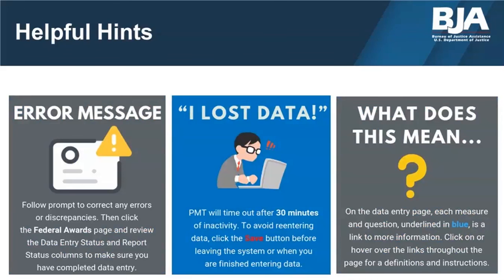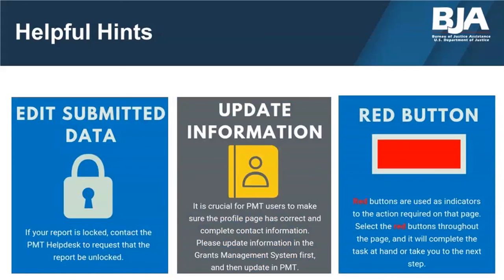What does the question mark mean? On the data entry page, each measure in question, underlined in blue, is a link to more information. Click on or hover over the links throughout the page for definitions and instructions. Edit submitted data. If your report is locked, contact the PMT Help Desk to request that the report be unlocked. Updating information. It is crucial for PMT users to make sure the profile page has correct and complete contact information. Please update information in the grant management system first and then update in PMT.